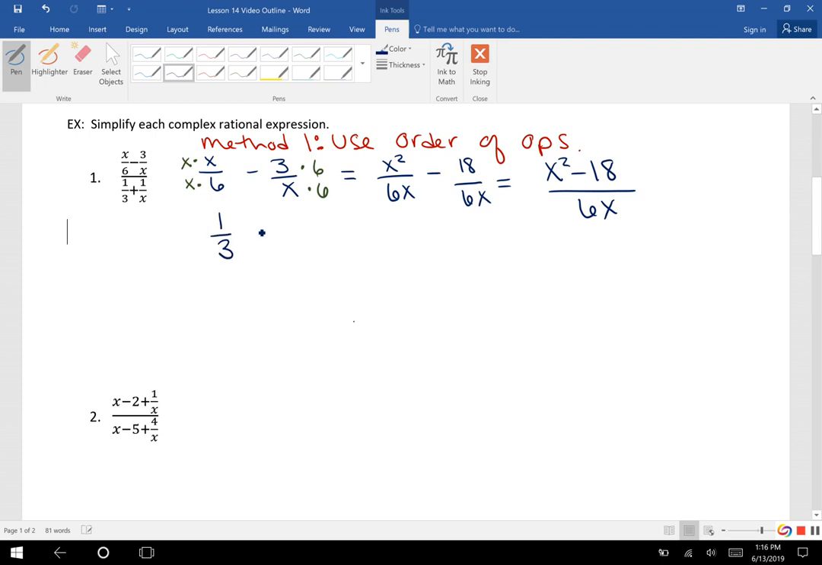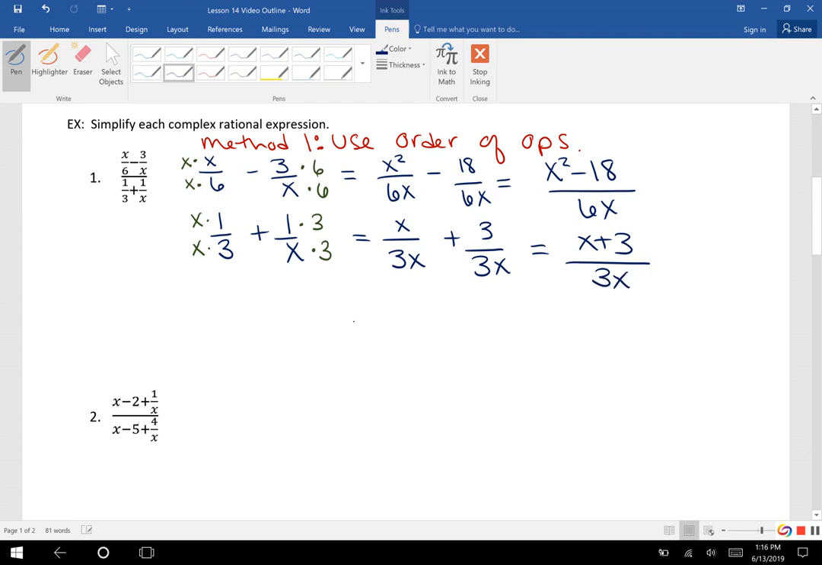And then I would do the denominator, 1/3 plus 1 over x. Again, I need a common denominator. First term I multiply by x. Second one I multiply by 3. So let's see, that gives me x over 3x plus 3 over 3x. So x plus 3 over 3x.